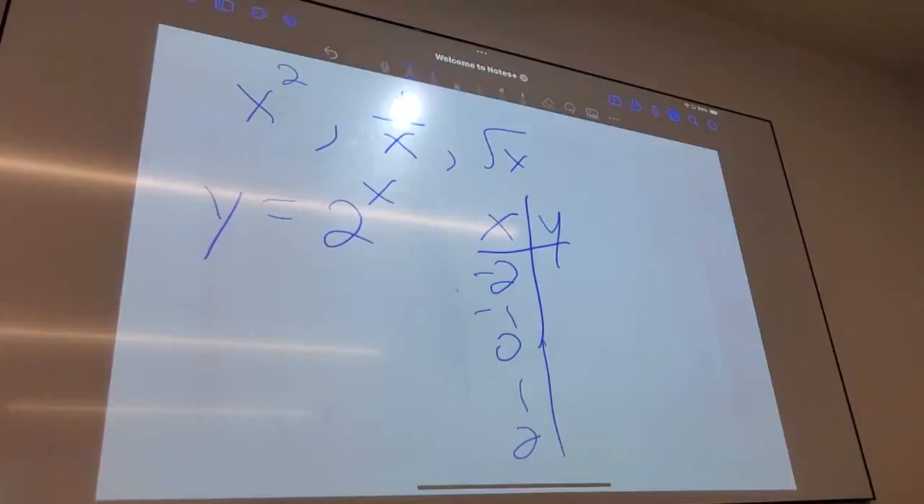All right, who's got the first entry? Yeah, 2 to the negative 2 is 1 over 2 squared, which is 1/4. So it's basically when you raise them to a negative power, pretend the negative isn't there. 2 squared is 4, and the negative just flips it, 1/4.